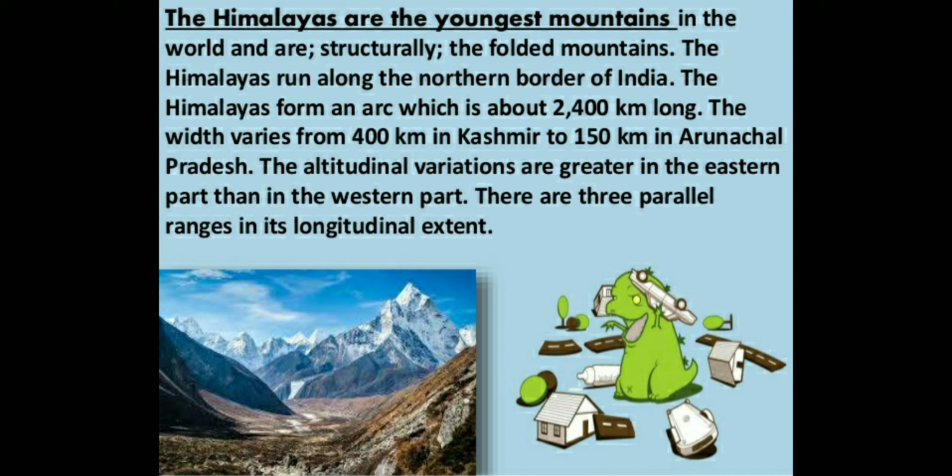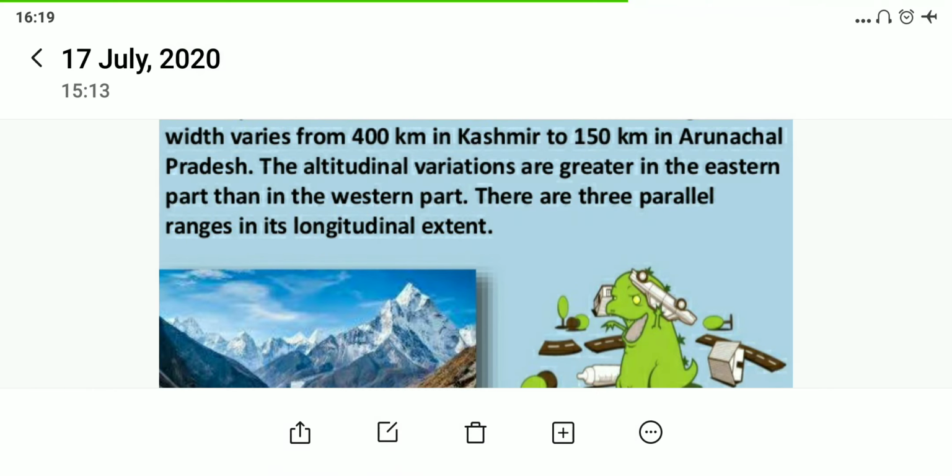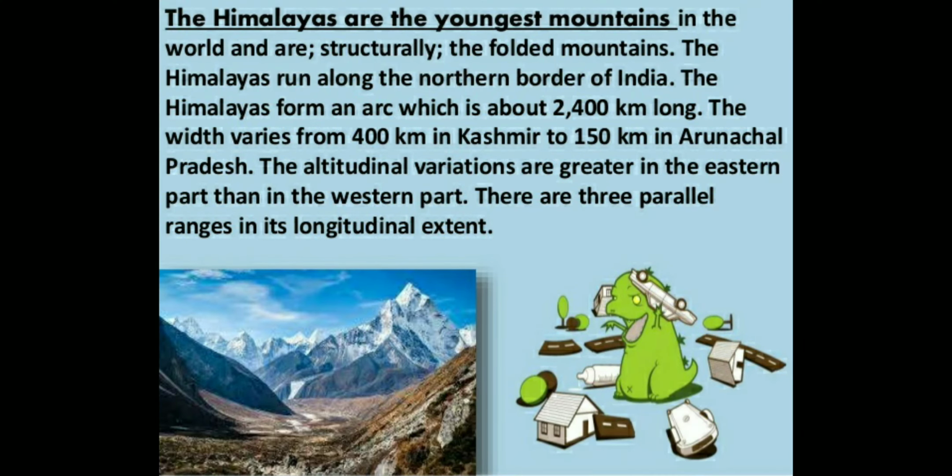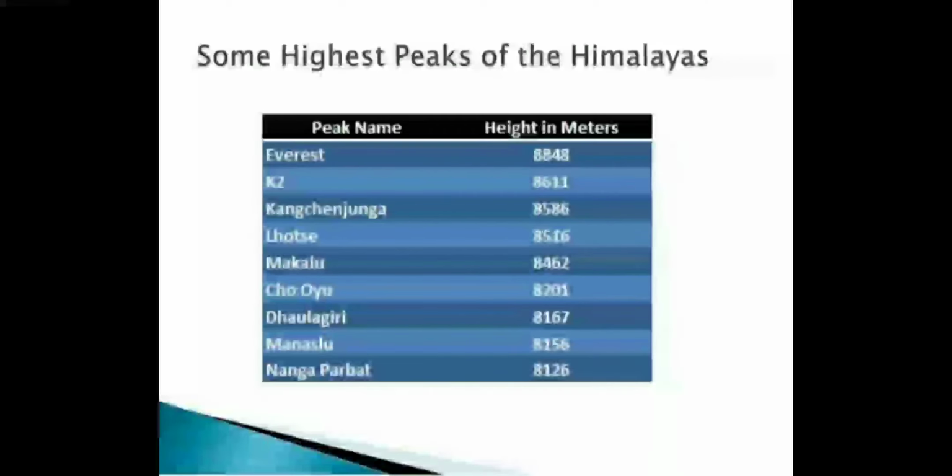Let's see. The altitudinal variations, altitudinal means height-based variations, are greater in the eastern part than in the western part. Understood? In the eastern part you find more variation in height, whereas in the western part you won't find that much variation in height. There are 3 parallel ranges in its longitudinal extent. Up to this is clear?